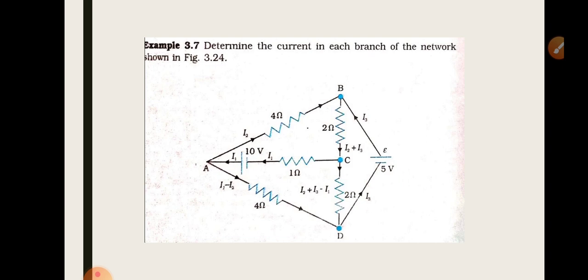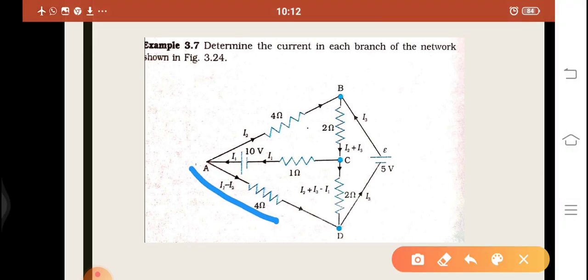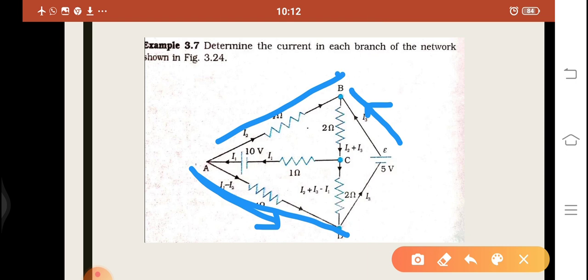From the 10 volt battery I1 current is coming. In branch AB I2 current is going. So from I1 if we subtract I2, what will remain? I1 minus I2, and that I1 minus I2 will go here. This I1 minus I2 will come here. From this battery I3 current will go here and I2 will be here.